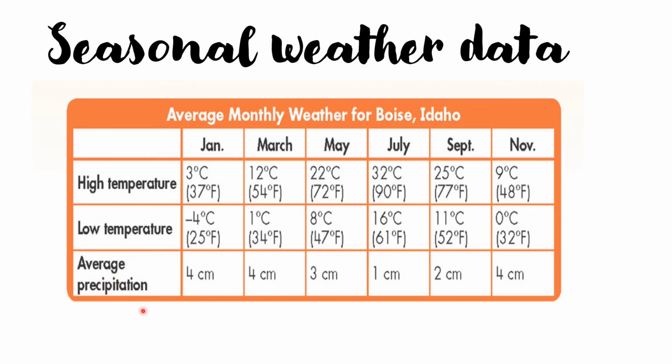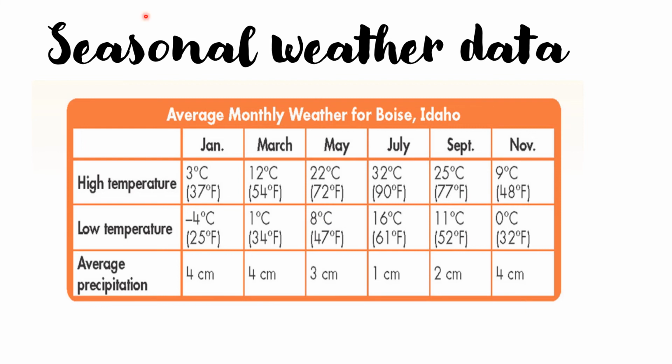And now here, average precipitation means the water from the rain, how much rain it is. We can calculate it out of 100. Out of 100 it is 4 centimeter. It is 4311. It means that the chance of the rain is maybe low.